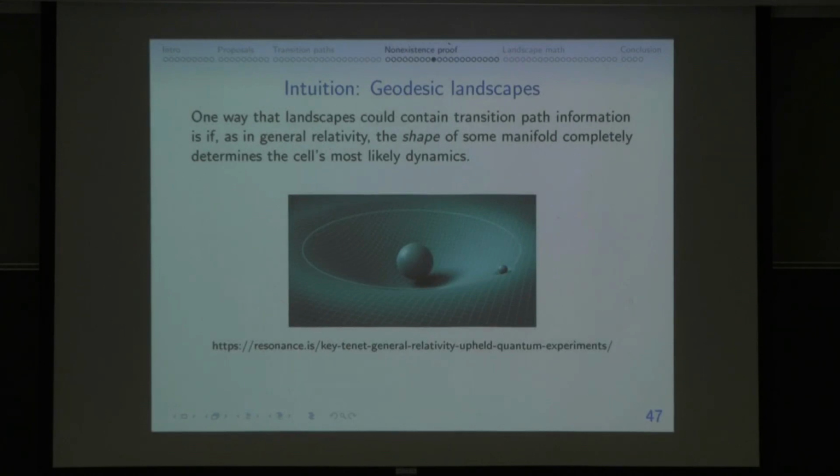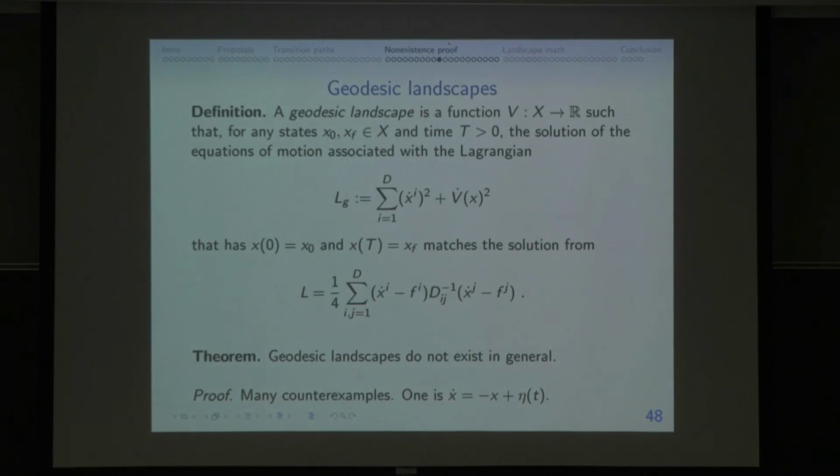Okay, what about general relativity? People have these cool pictures of a ball on a rubber sheet, and the motion of a planet as it goes around according to the contours of the rubber sheet. Mathematically, it has to do with differential geometry. You can essentially ask the question, can I come up with some Riemannian manifold for which the motion of the cell corresponds to a geodesic? And the answer is no, you can't in general. In fact, almost always. But here's a simple example.